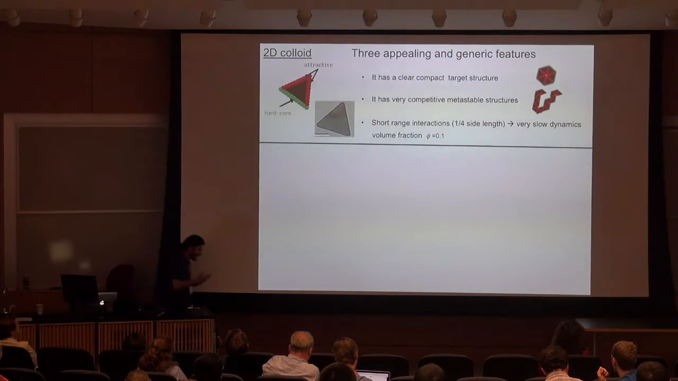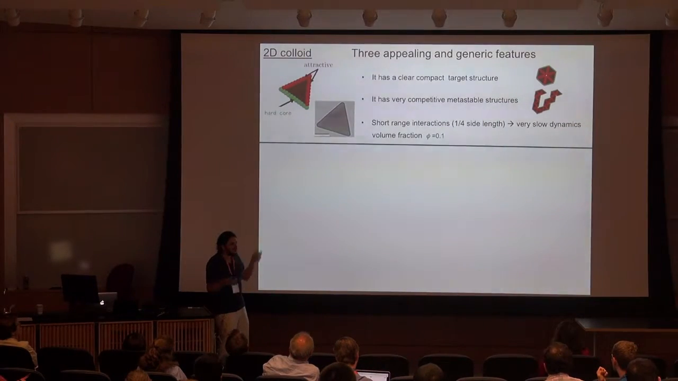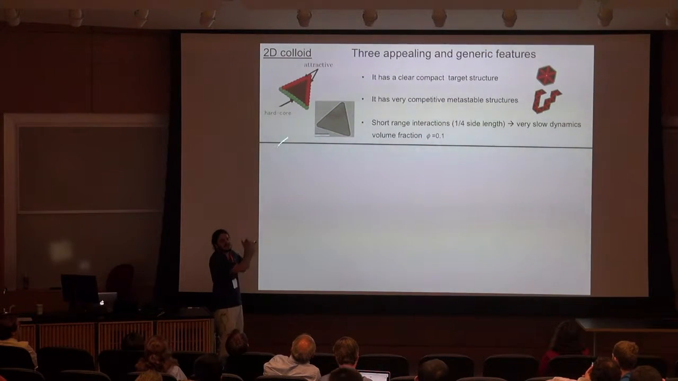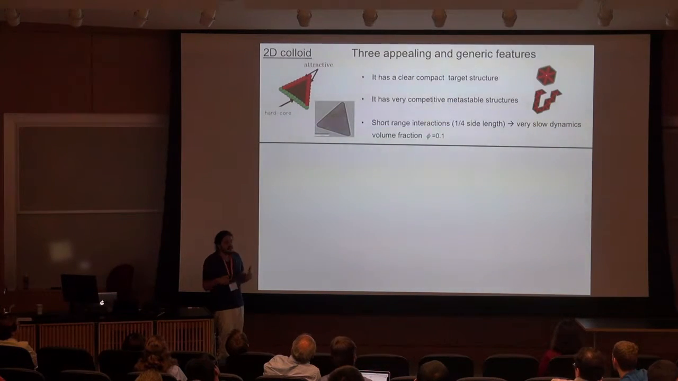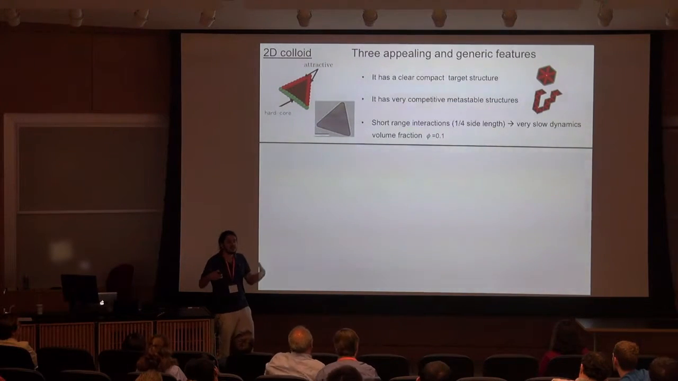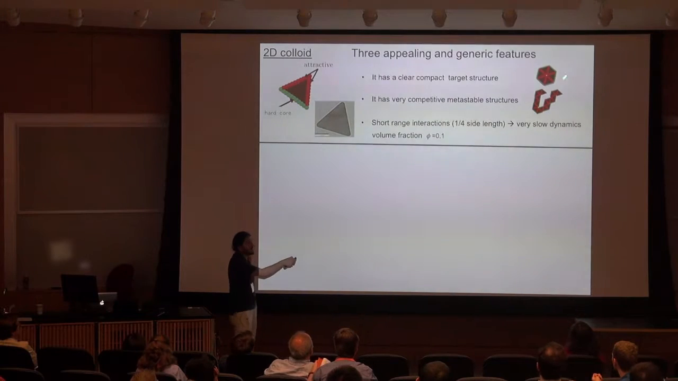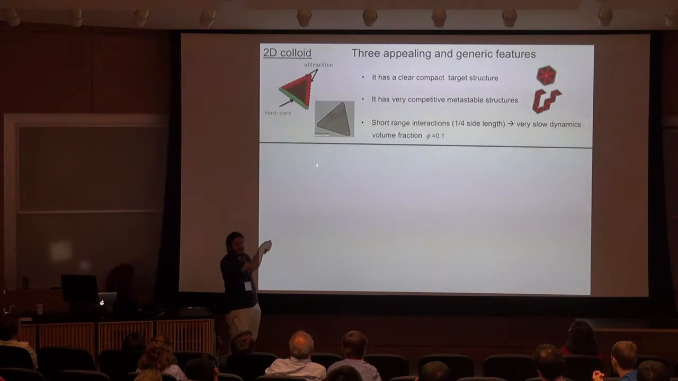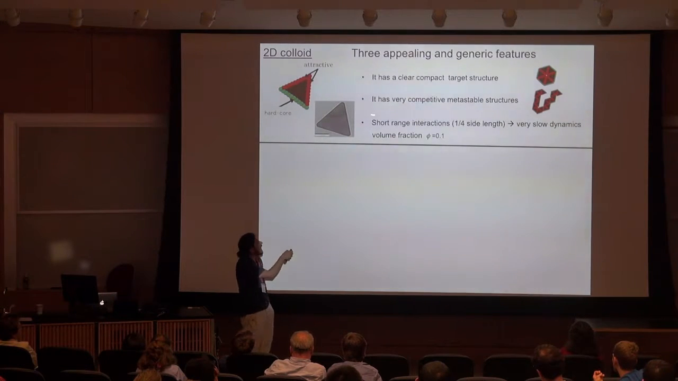So you've got to start somewhere. You have an infinite number of particles, and pick the triangle. Sure, you can make a triangle, but there's nothing special about a triangle. I could have taken any other possible shape. But what is general about this triangle is that it has some very general features in terms of self-assembly. It has a very clear target structure, particularly if I make these two sides attractive and the other one just repulsive. It has a very competitive metastable structure.